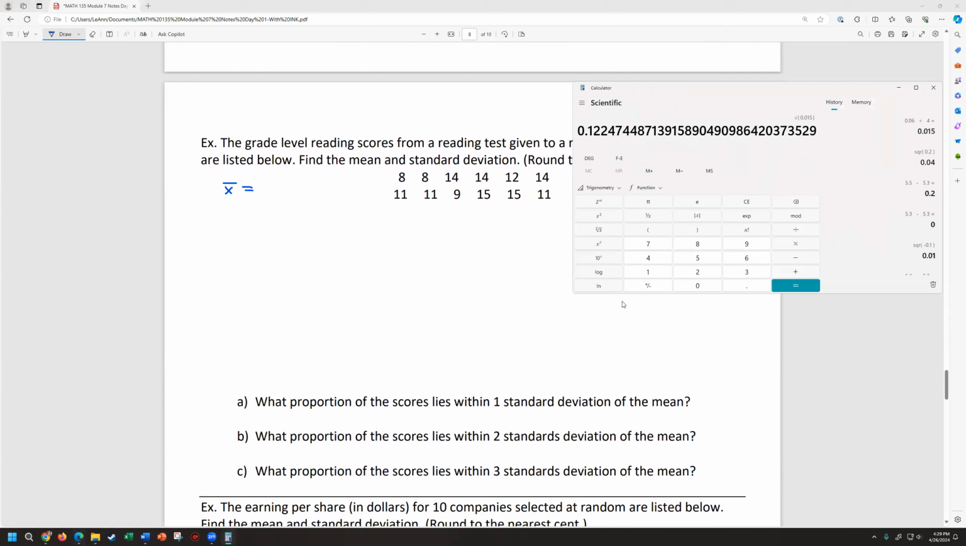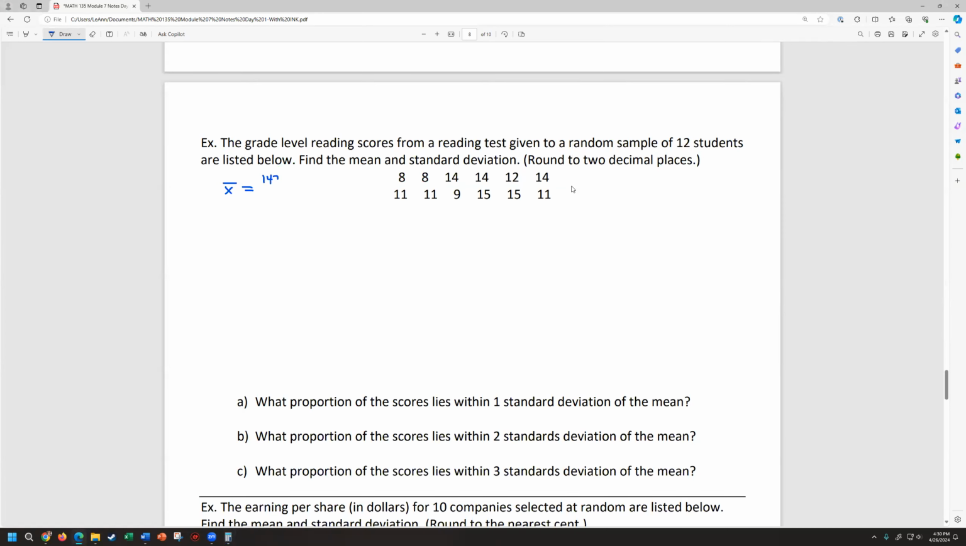And again, you can do some of this off on the side if you need to. I'm going to add all those elements together. So 8 plus 8 plus 14 plus 14 plus 12 plus 14 plus, I actually see 3 11s, so I'm just going to add a 33. And then I have 9 and 15 and 15. So I added everything. I just tried to make it a little quicker for myself. So that has a total of 142.